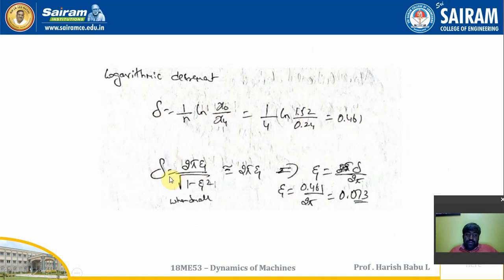Once you know delta, I can find out the damping factor. So delta is equal to 2 pi zeta divided by root of 1 minus zeta square. Since this value is very small, I'm going to assume that delta is equal to 2 pi zeta. So zeta is equal to delta by 2 pi. I'm going to get zeta as 0.073. That is the damping factor.